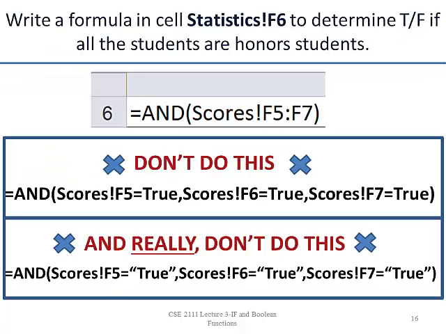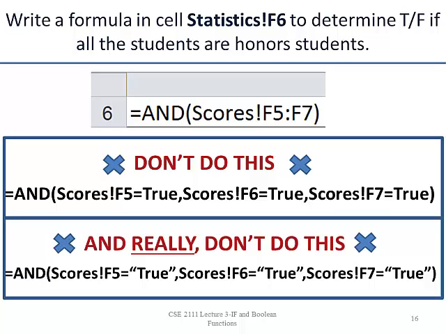Write a formula in Statistics F6 to determine true or false if all the students are honor students. Now, the honor students are denoted in column F of your Scores worksheet, and it has the values true and false in them already. So all you have to do is type in equals AND Scores F5 colon F7. What you don't want to do is equals AND Scores F5 equals true, comma Scores F6 equals true, comma Scores F7 equals true.